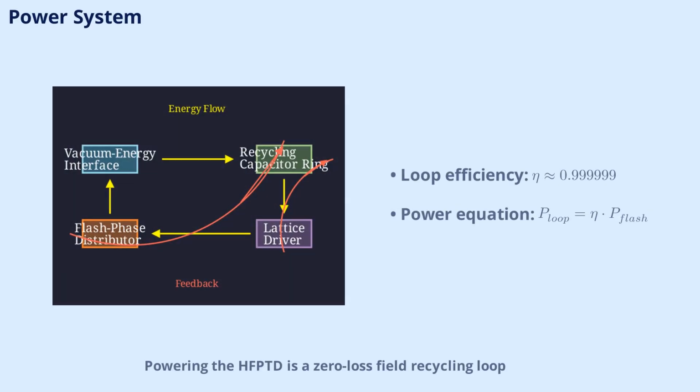Powering the HFPTD is a zero-loss field recycling loop, interfacing directly with the vacuum energy field. The system's efficiency approaches 99.9999%, with nearly all input energy recycled through the flash phase power distributor and lattice modulation driver. This closed-loop architecture ensures sustained operation and minimal energy loss, supporting both propulsion and auxiliary systems.